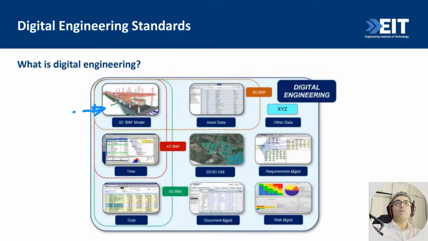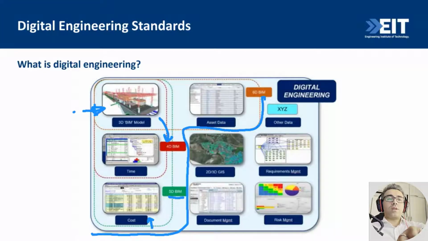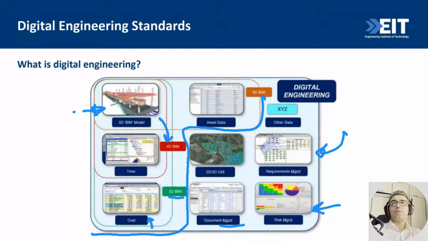By the way, we need to connect the databases with, for example, time. That is 4D BIM, or 5D when adding cost to it, and then asset management. But from here, the standards haven't been developed till now, and we will introduce the Australian record in the next few slides. When we link them with 2D GIS, and also have document management, requirement management and risk management, we can say we have a total solution for digital engineering.